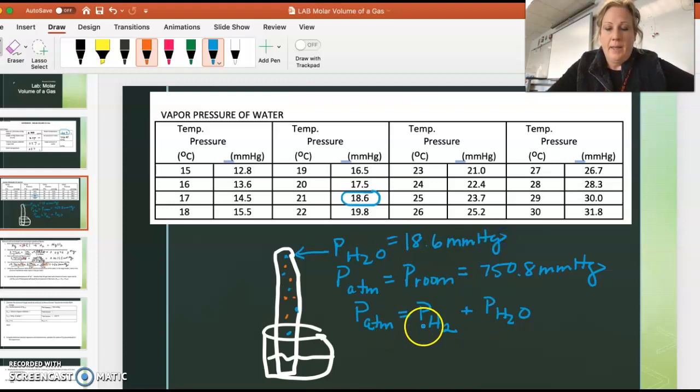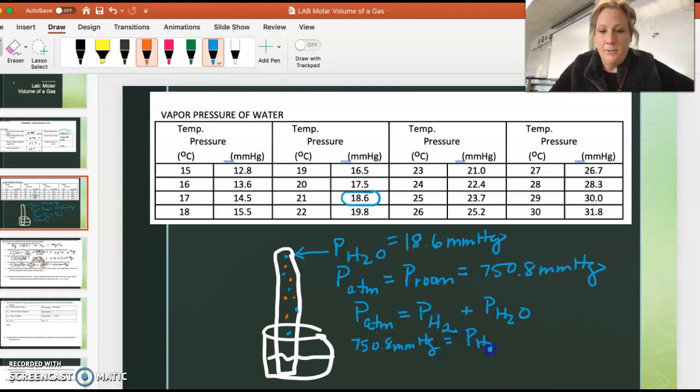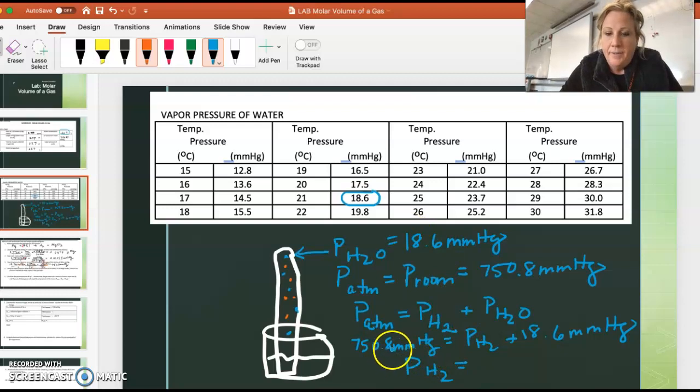Because of that, I can rearrange this equation. Well, I could sub in and rearrange it after too. Let's do it that way. The pressure of the hydrogen is my X, and the pressure of the water was 18.6. Then I can solve for just the pressure of the hydrogen, so that we can do all of our calculations for just hydrogen. When I take 750.8 and subtract that 18.6, I end up with a pressure of 732.2 millimeters of mercury. That's the pressure of my hydrogen.